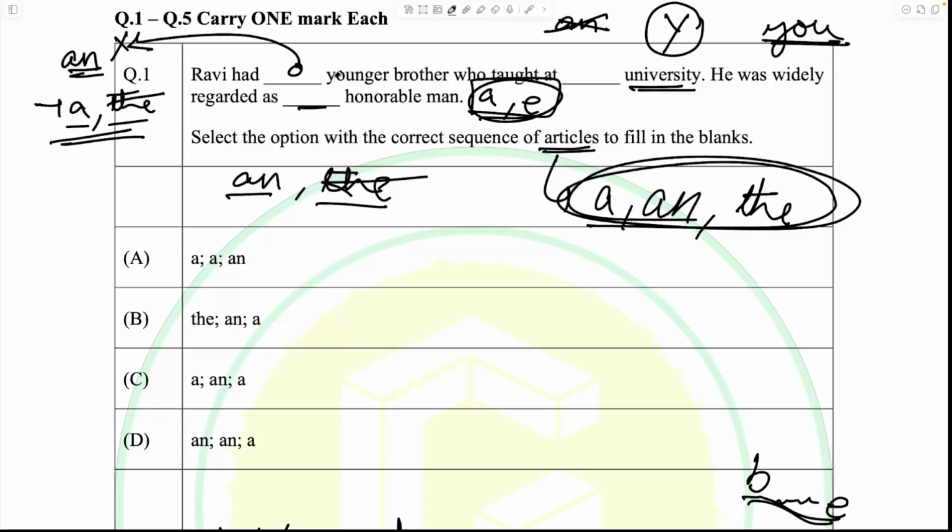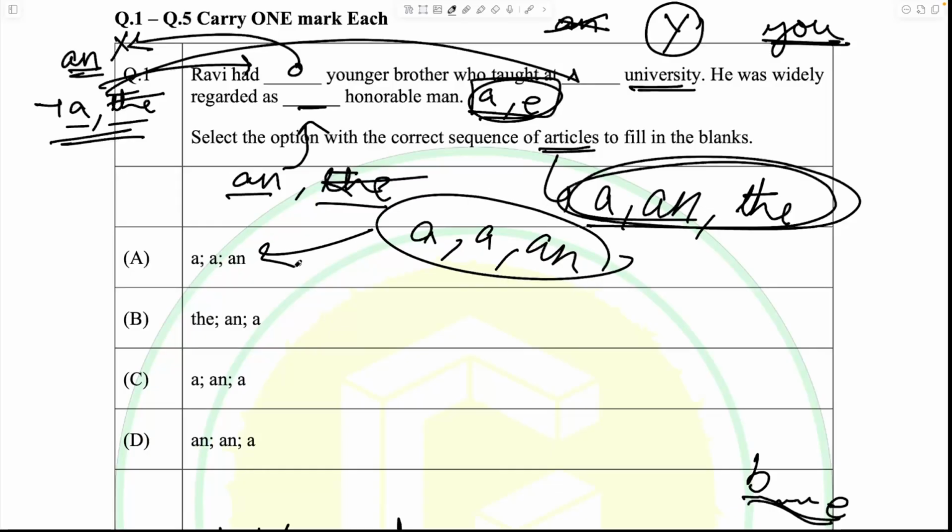So what is the sequence that we get? We get a from this, a from this, and an from this, right? So a, a, an, right? And which option is that? The first option. And hence I have solved the question.